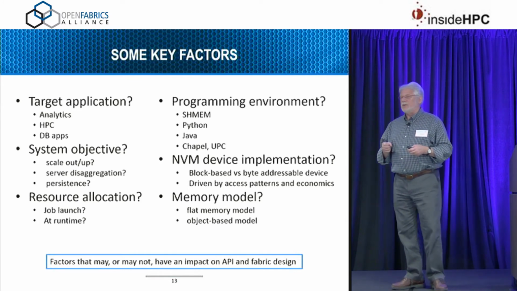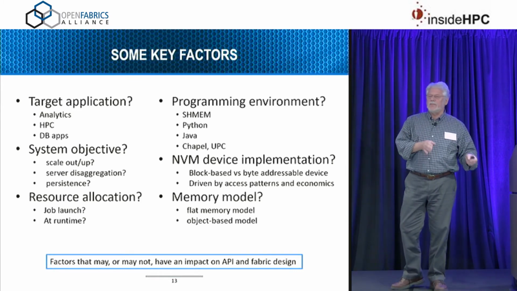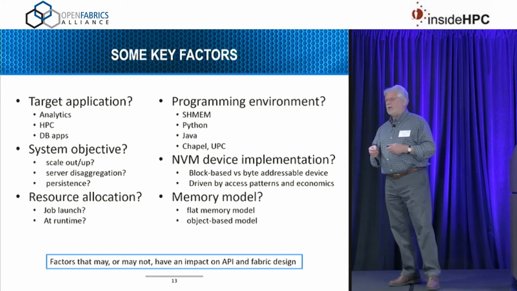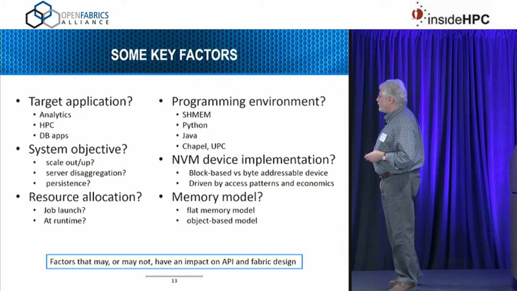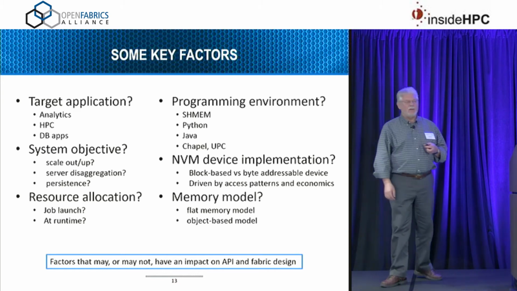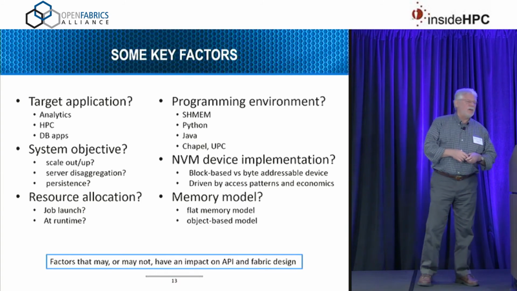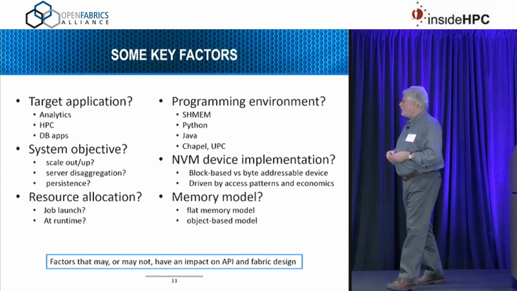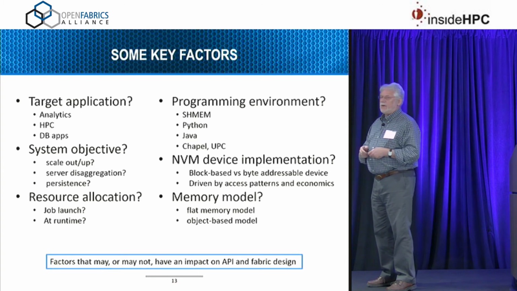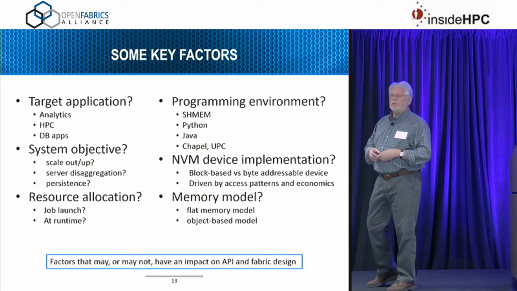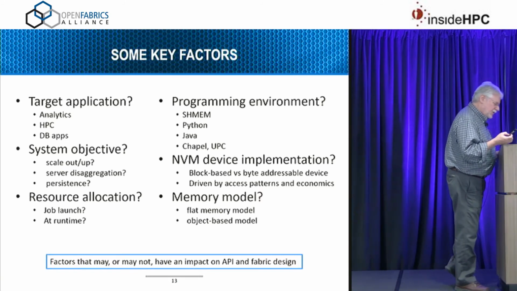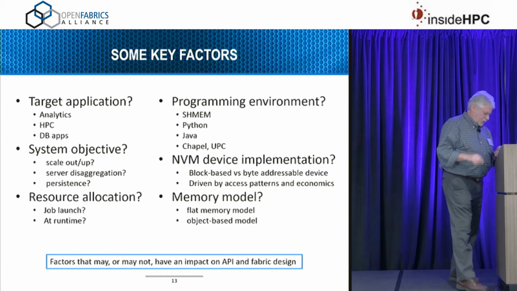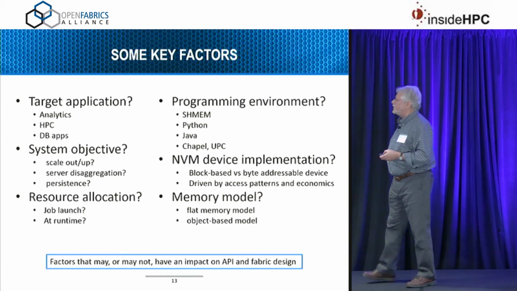And if it turns out what we're doing is building an object store on top of a persistent memory device, we want to talk about what the wire semantics are to access an object store, and are they different or not from accessing a flat memory model. So factors that may or may not have an impact on API and fabric design. My role is in the OFA, so I'm interested in APIs and fabric design in particular. But in the spirit of more broadly considering the role of remote persistent memory, we should talk about all these factors going forward. So some key factors we should look at.